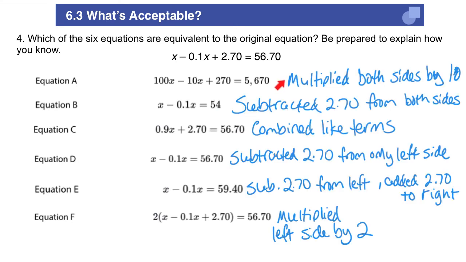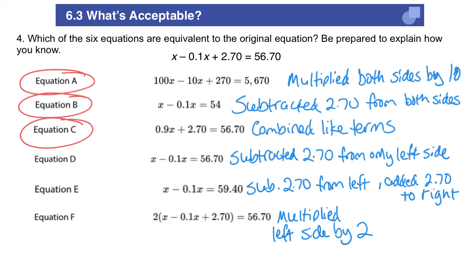I reviewed each equation here with what was done to the equation from the original. So in equation A, we multiplied both sides by 10. Equation A would be equivalent to the original equation. Equation B, we subtracted 270 from both sides. So yes, equation B is equivalent to the original equation. Equation C, we just combined like terms. Remember, that's how we got the 0.9x. So equation C is equivalent.